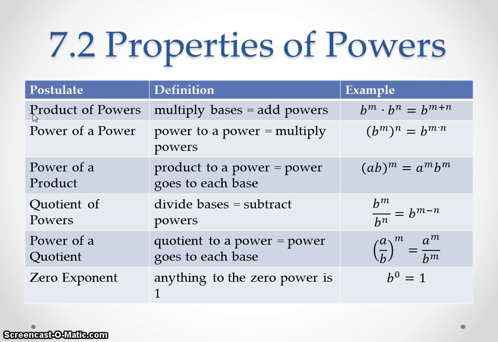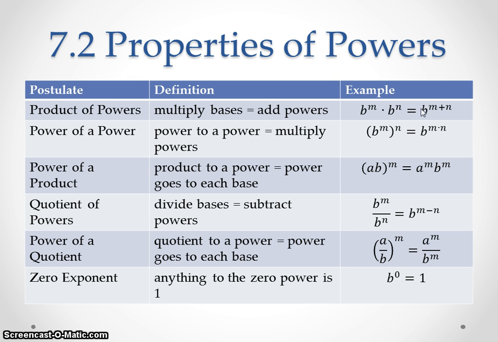So our first postulate is your product of powers, meaning product, if you remember, is when we multiply. We're going to multiply two things that have powers on them. So we're going to multiply our bases, that means we add our powers. So over here in our example, notice your bases are the same. Doesn't matter what they are. Here they're b's, and your exponents are different.